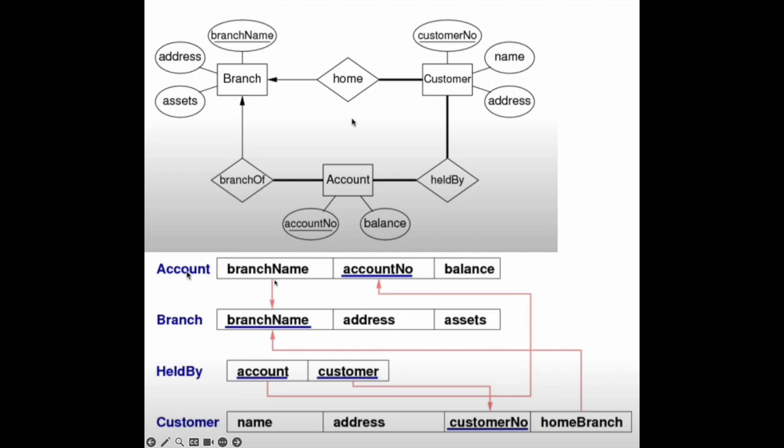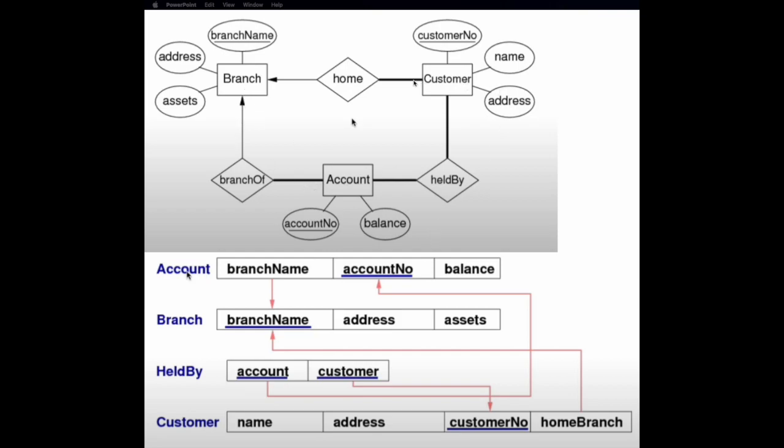Similarly with the account, by specifying it like this as part of the account relation, we're forcing the account to be a part of at most one branch. Also note the fact that account has a thick line here. That means that here, for instance, the branch name must always exist. If this was a thin line, this could also be a null value. However, the thick line means that an account must always be a part of a branch.